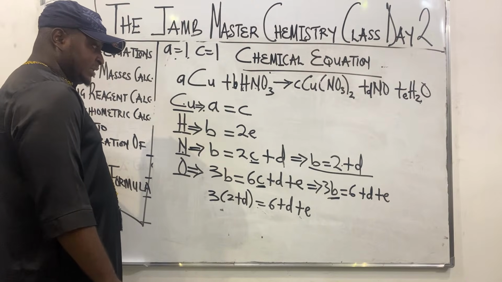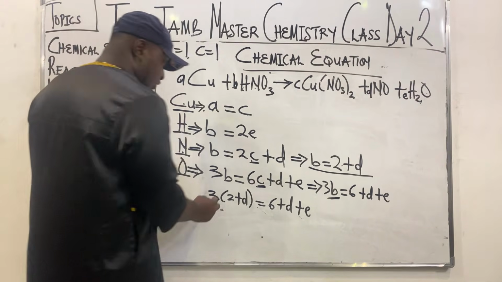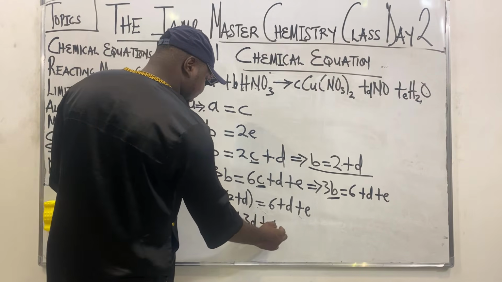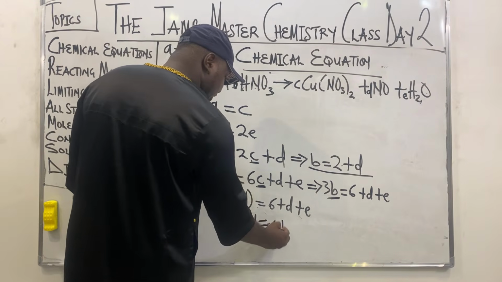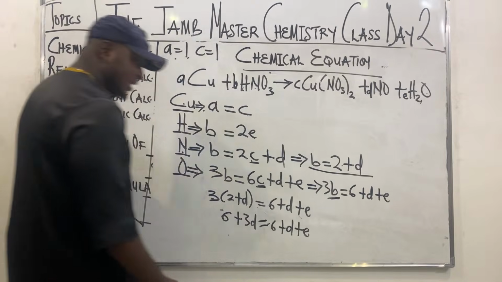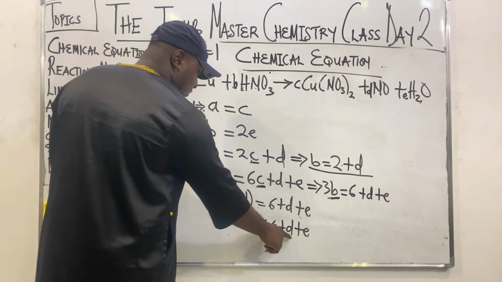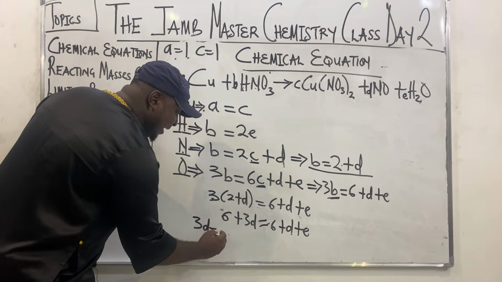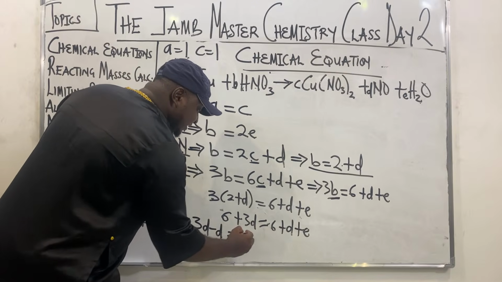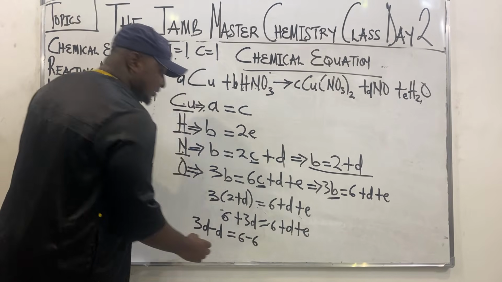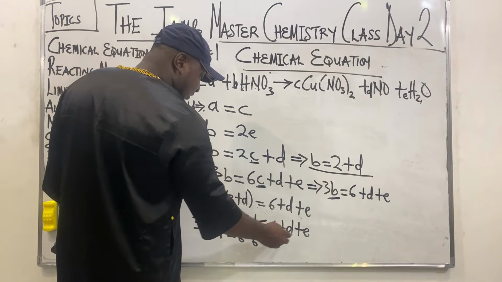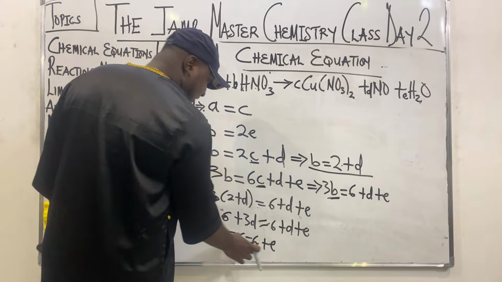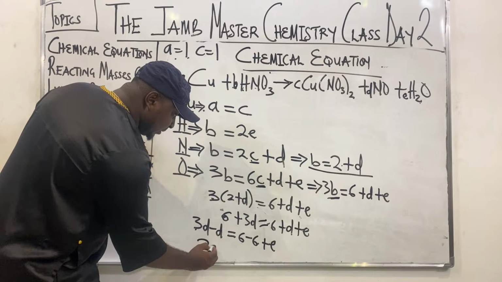So 3 times 2 is 6, 3 times D is 3D, plus 6 equals 6 plus D plus E. Let us collect like terms. Let D come to this side, let 6 come to this side. So this is going to be 3D, when plus D comes, it becomes minus D, equals what's left here, 6. When the 6 moves to this side, it becomes minus 6, plus E. 6 minus 6 is 0. So 3D minus D is 2D equals E.